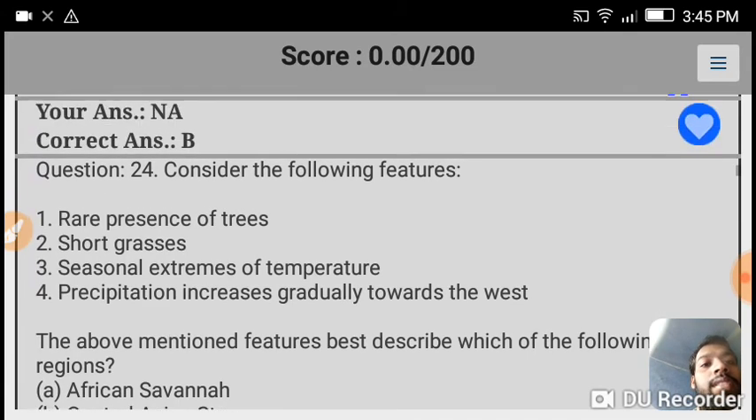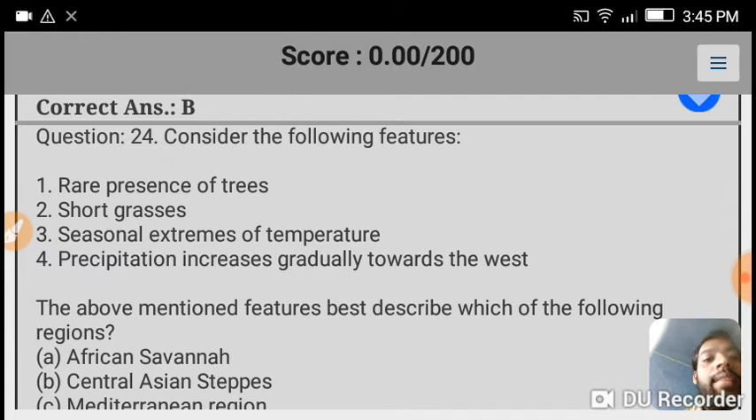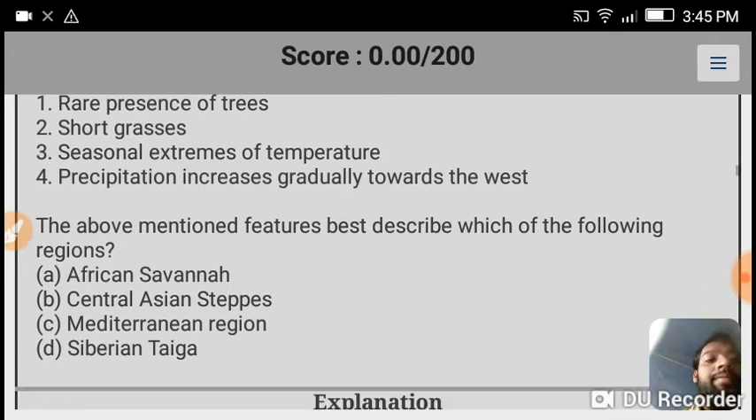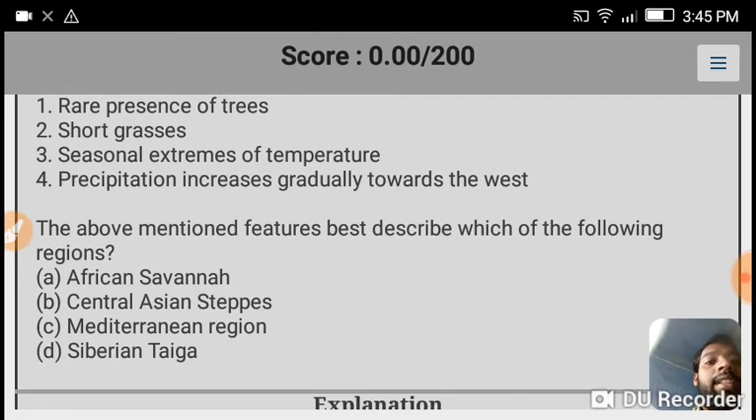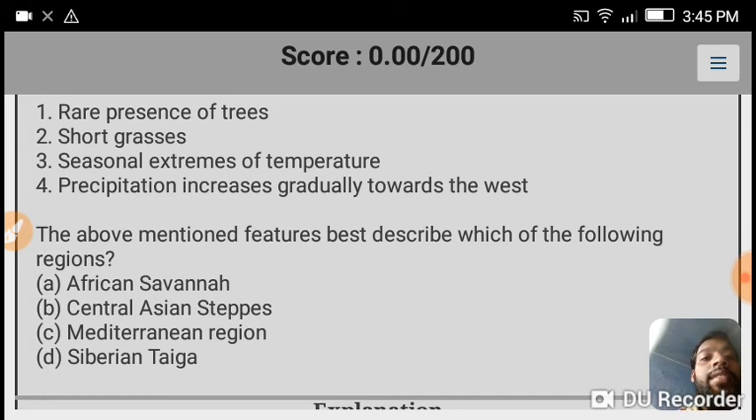Consider the following features: rare presence of trees, short grasses, and seasonal extremes of temperature. Precipitation increases gradually towards the west. The above-mentioned features best describe which of the following regions? It describes the Central Asian steppe. Seasonal extremes of temperature. Precipitation increases gradually towards the west.